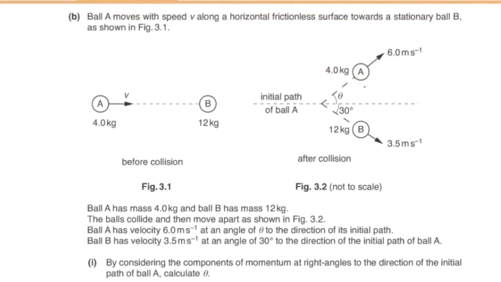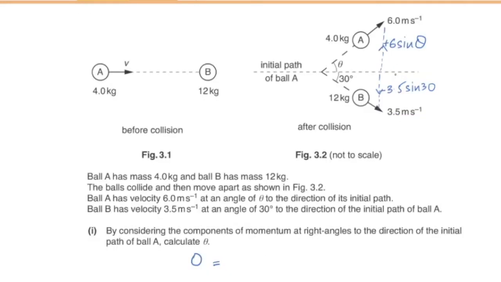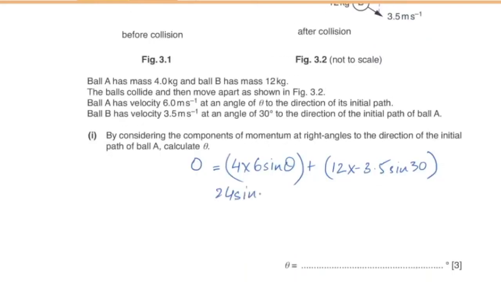So ball A travels with angle theta. The y component of its velocity is 6 sine theta, and ball B travels vertically with a speed of 3.5 sine 30. Since ball B has a vertical component that acts downwards, it's going to have a negative sign to its velocity, and ball A will have a plus sign. So momentum after collision along the y-axis is going to be the mass of ball A multiplied by its velocity in the vertical component, plus the mass of ball B multiplied by its velocity along the y-axis, which is negative 3.5 sine 30. So this becomes 24 sine theta equals 21, hence theta is equal to 61.04 degrees.